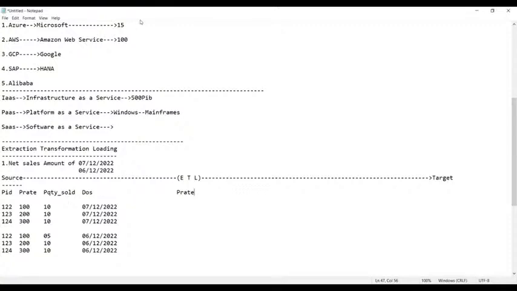Now tell me, do you require the product quantity sold or not? Of course, we require it. Product quantity sold, QTY sold. Now tell me, do you require the date of sales or not? In fact, we require DOS, date of sale. Without the date of sale, how can you find out? So now, guys, these are the three columns.